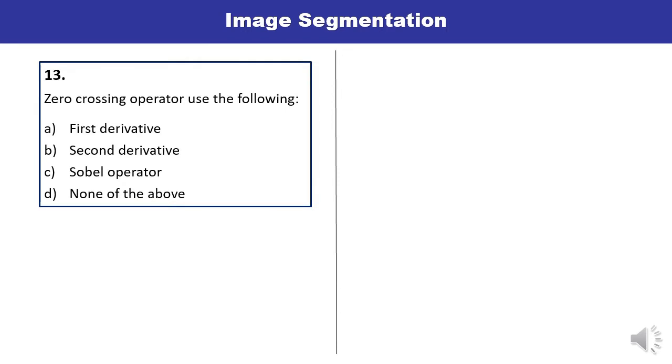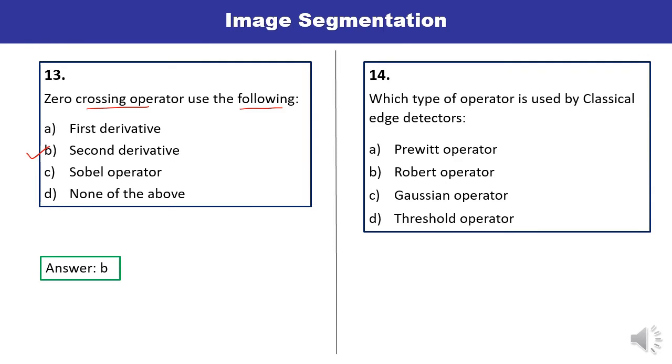Question number 13 is, zero crossing operator use the following. Zero crossing operator use first derivative, second derivative, Sobel operator, or none of the above. So zero crossing operator uses second derivative. Answer is B. Next question, which type of operator is used by classical edge detectors? Read the options given over here. Prewitt operator, Robert, Gaussian, or threshold. So Prewitt is the operator which is used by classical edge detectors. Let us check the answer. This is correct one.